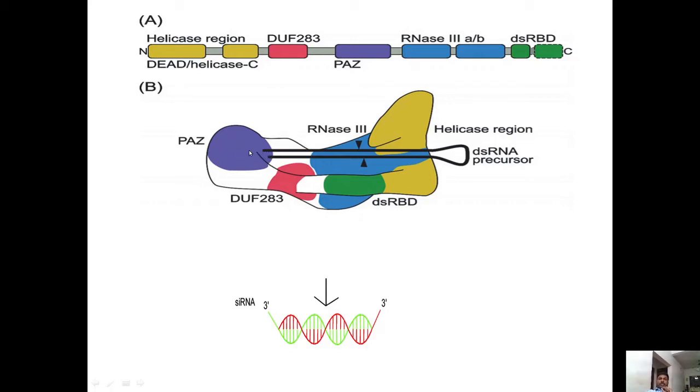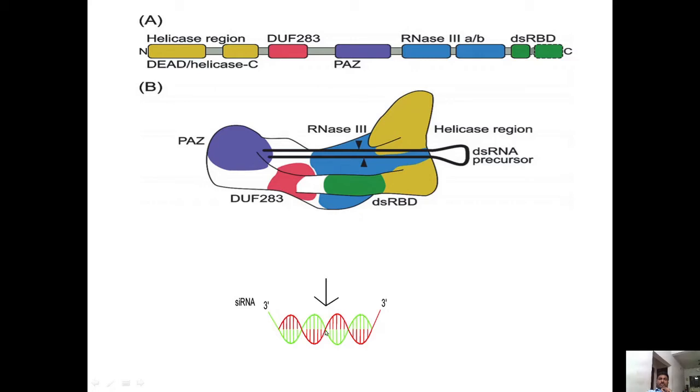So this PAZ domain interacts with the 2 nucleotide overhang at the 3' end of the double-stranded RNA precursor. Then, adjacent to the PAZ, there are two RNase III domains. We have already discussed that. This RNase III domain may be positioned over here. These two domains form a pseudodimer around this double-stranded RNA precursor, and finally make a cut over here in the double-stranded RNA, and then a double-stranded RNA molecule is released from this.